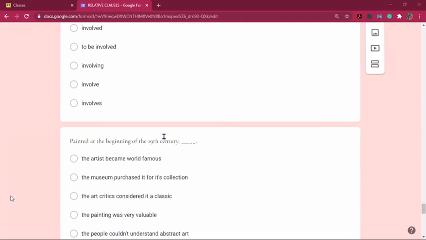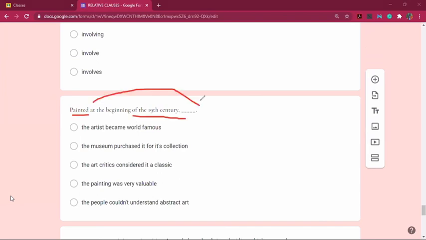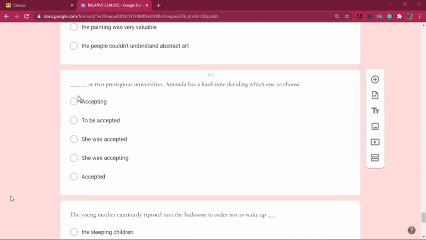Painted at the beginning of the 19th century. So which one is painted here? Is it the artist? Are you sure the artist is painted? Painted means di lukis. No. Oh, the painting. Yes. The painting was very valuable. Yes, that's it, not the artist. The artist is not painted, they are painting. Now, this one, Amanda. Accepted. Yes, correct.